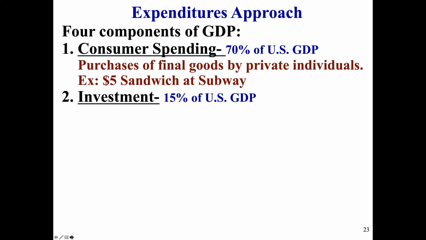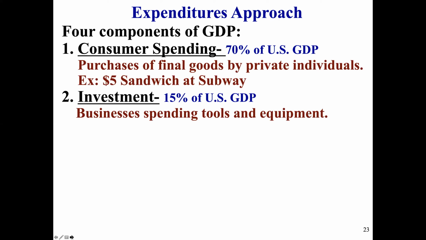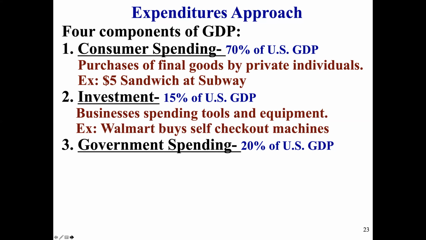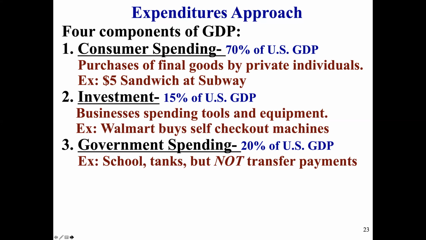The second category is investment. Investment is about 15% of US GDP, and that is businesses spending on tools and equipment. Okay? When Walmart buys self-checkout machines, that is investment spending. They're buying capital goods to contribute to their business, and that is investment spending. The third category is government spending. In the US, that hovers around 20% of US GDP. And that is when the government purchases goods and services, when the government spends on education, when the government spends on military equipment like tanks, that's going to count towards GDP.